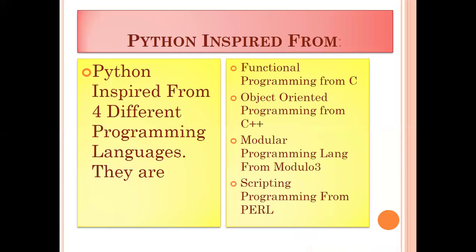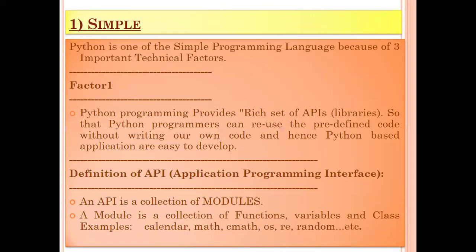Before the features, we need to understand that Python is inspired by four different programming languages. It learned functional programming from C, object-oriented programming from C++, modular programming from Modula-3, and scripting from Perl. Now we'll start with the features.